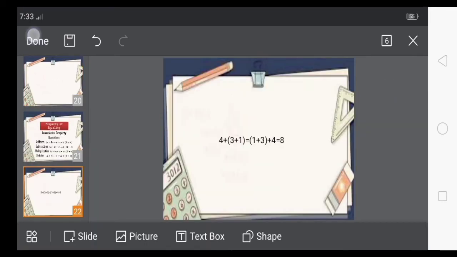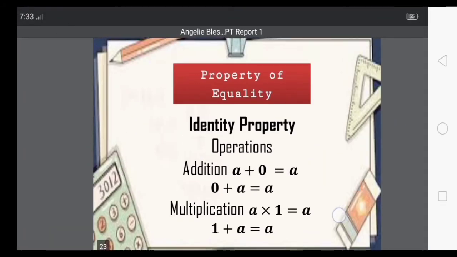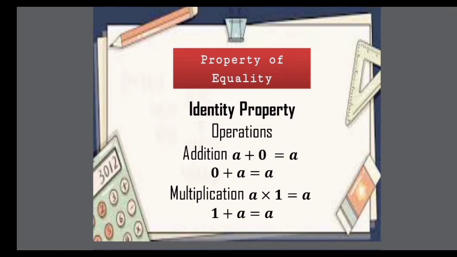Next one is the identity property. In our identity property, 0 and 1 preserve identity under addition or multiplication. Our identity property has only two operations, which are addition and multiplication. It gives A plus 0 equals A, and 0 plus A equals A as well. Multiplication, A times 1 equals A, and 1 times A equals A.